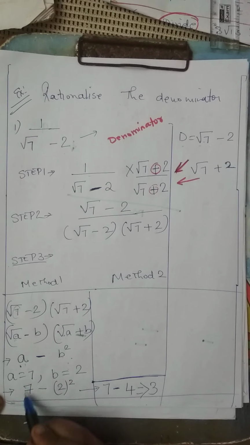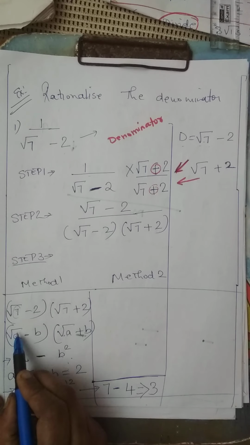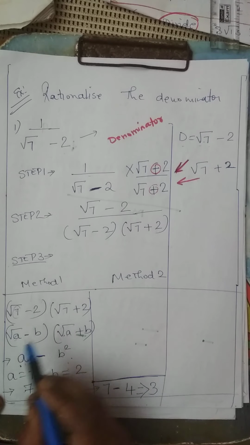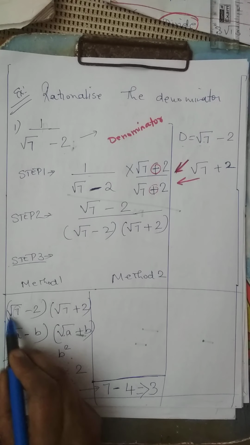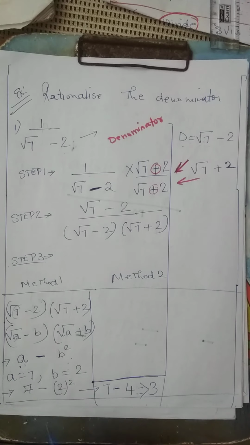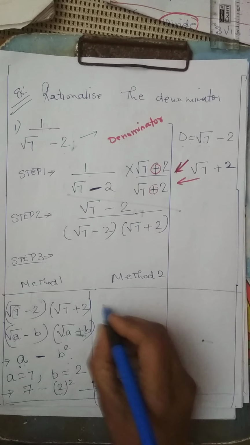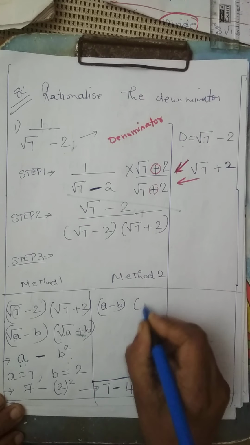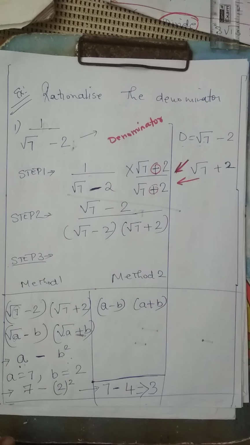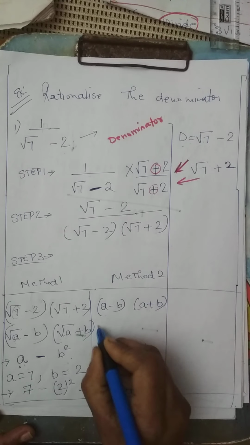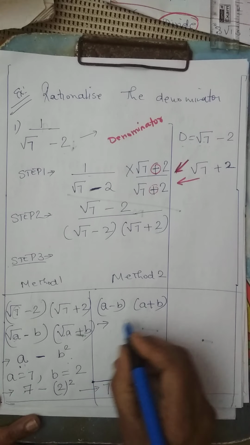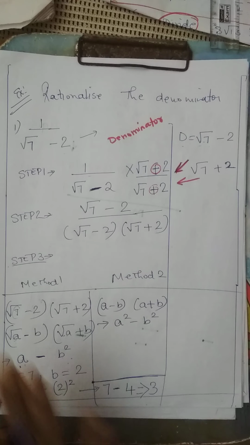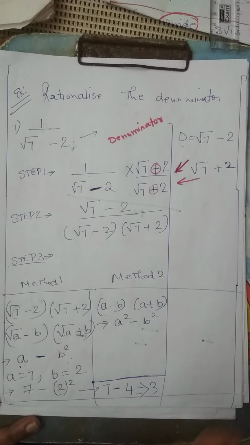Understood? So what I did now, A, you should know root A. So A is inside. This is B. B is this. And this is root A. So A is inside. So A is 7. Now the other is A minus B, A plus B. Okay? Using this identity. What is the answer for this identity value? A square minus B square. So children, whether you use this method or this method, answer has to be same.